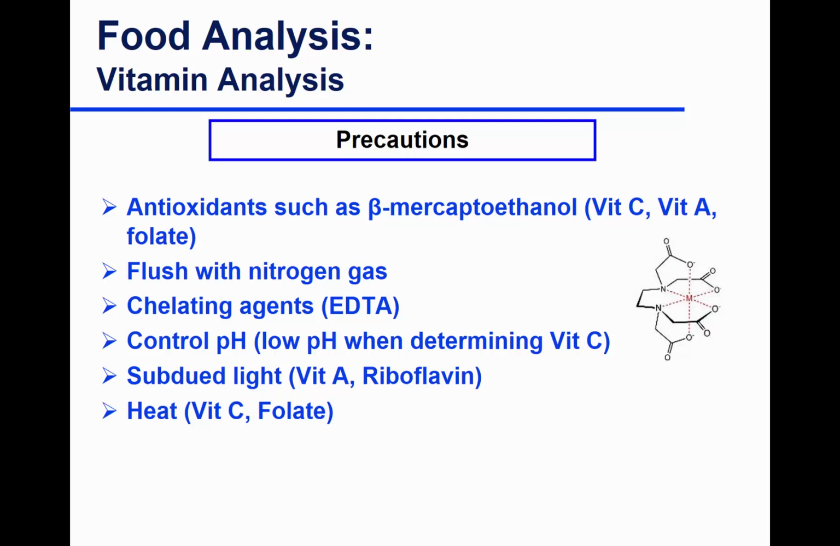pH, we control the pH. As an example, for analysis of vitamin C, we make sure that there is an acid in the sample prep so that the pH is low enough and does not induce oxidation. Subdued light is used for vitamin A and riboflavin, given that both are sensitive to UV radiation, and we also make sure to avoid heating, for example for folate and vitamin C.